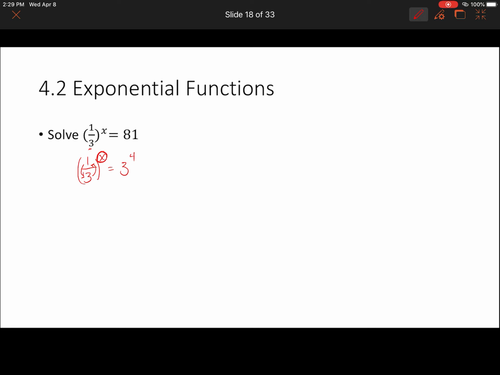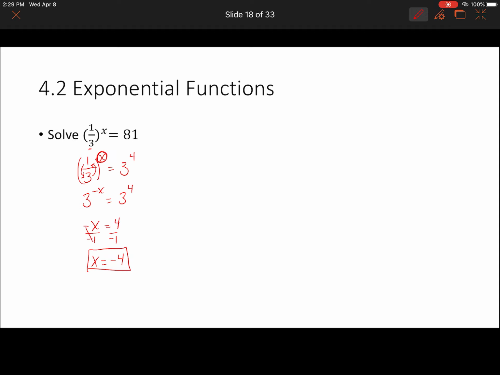Well, if we do that here, that would give us 3 as the base, which is good. That's what we want. And so if you flip that fraction and make it 3 over 1 or just 3, now it's to the negative x power. And then we're going to have 3 to the 4th. And then this negative x and 4 now have to be the same. And so it's negative x equals 4, and then we can solve for x by simply dividing by negative 1. And when you do, you get x is equal to negative 4. And so there is the final answer on that one.